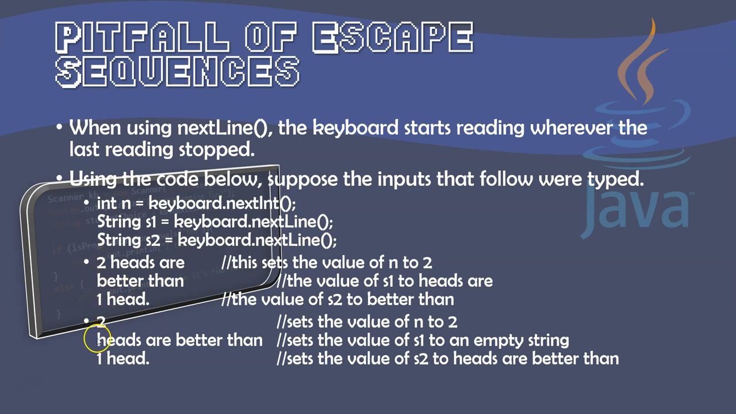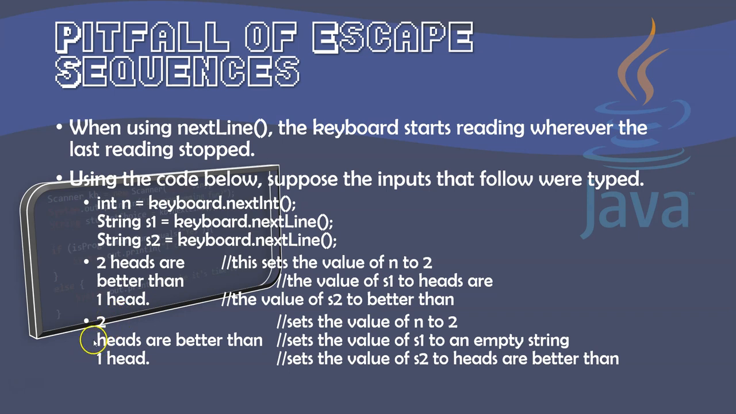It's not going to automatically move that cursor. nextInt will keep that cursor here on this line. So if you look at how this works, nextInt is going to get the value of n as 2, and then S1 would get the value "heads are" because it's again right here on the same line. And then S2 would be "better than." If we look at the last line, n is still 2, but S1 is now an empty string, because that cursor has not yet moved down.